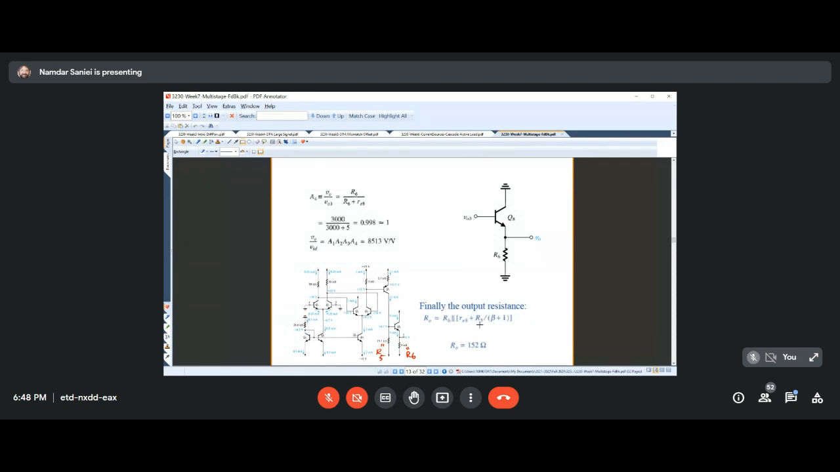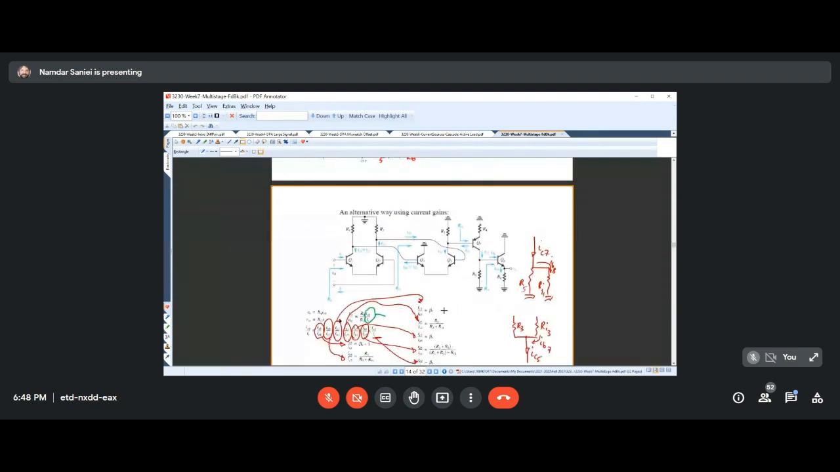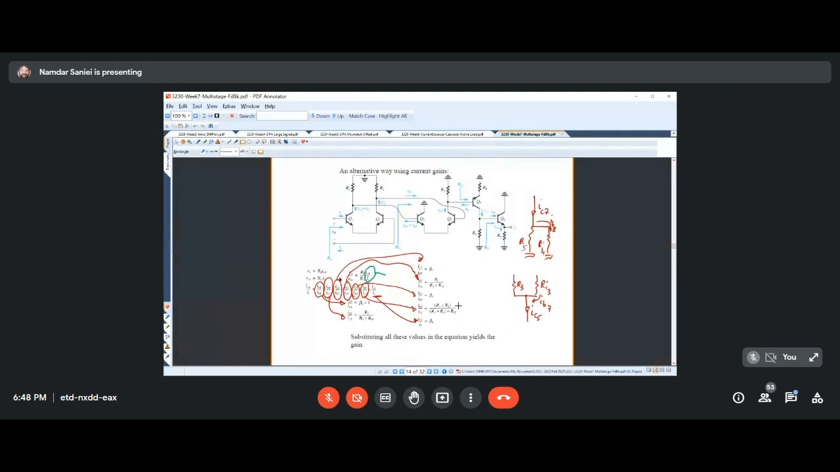So that's why we found the output resistance here. We used the resistance reflection rule. That comes handy in a lot of places, so make sure you do understand that. We also looked at an alternative way, where we used current and how it progresses through the circuit to the output, and that's how we came up with the voltage gain alternatively for the same circuit.